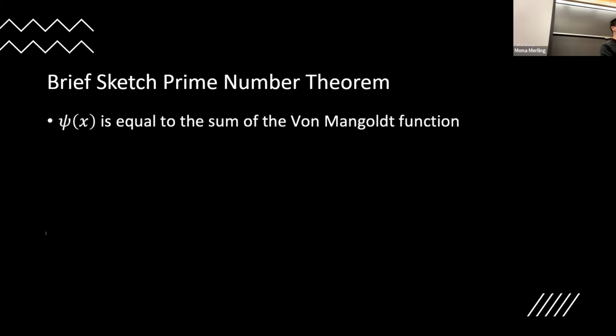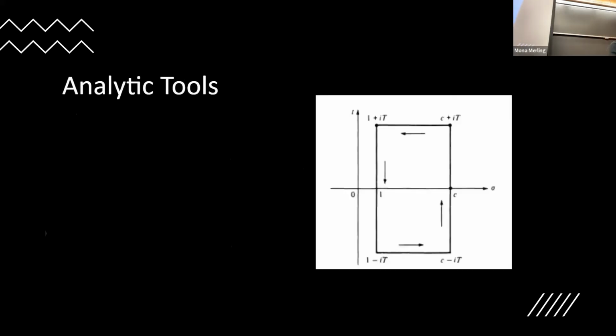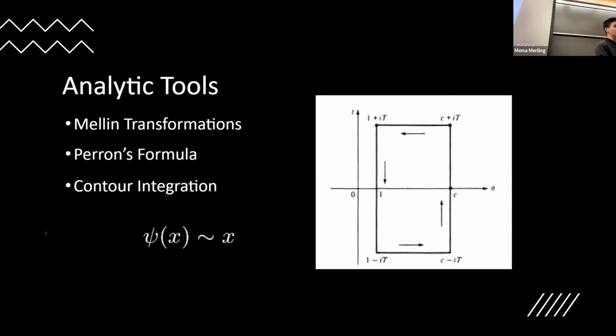Why is this really important? Well, from previous slides, psi of x is equal to the sum of the Von Mangoldt function, which is very neatly related to the Riemann zeta function. This takes a little bit of work to compute, but it's a really beautiful thing. Using some other analytic tools such as Mellin transforms, Perron's formula, and contour integration, we could find a bound for psi of x and show that the limit of psi of x divided by x is equal to 1 as x approaches infinity.